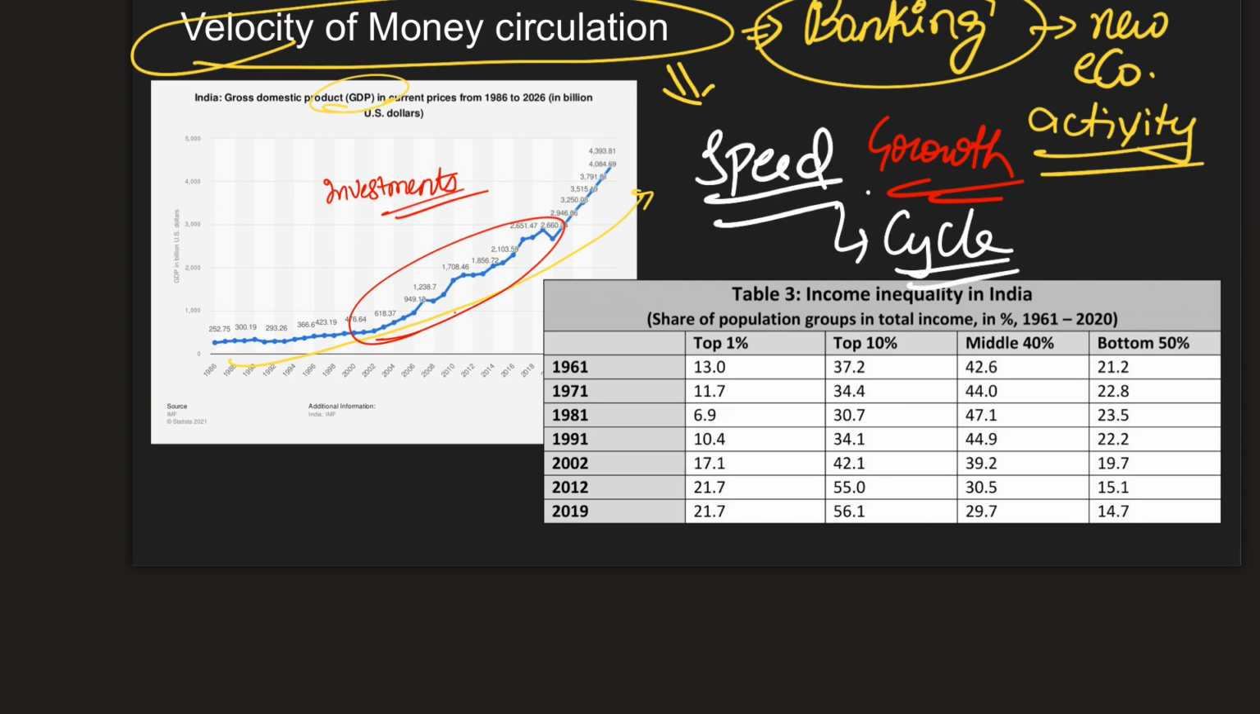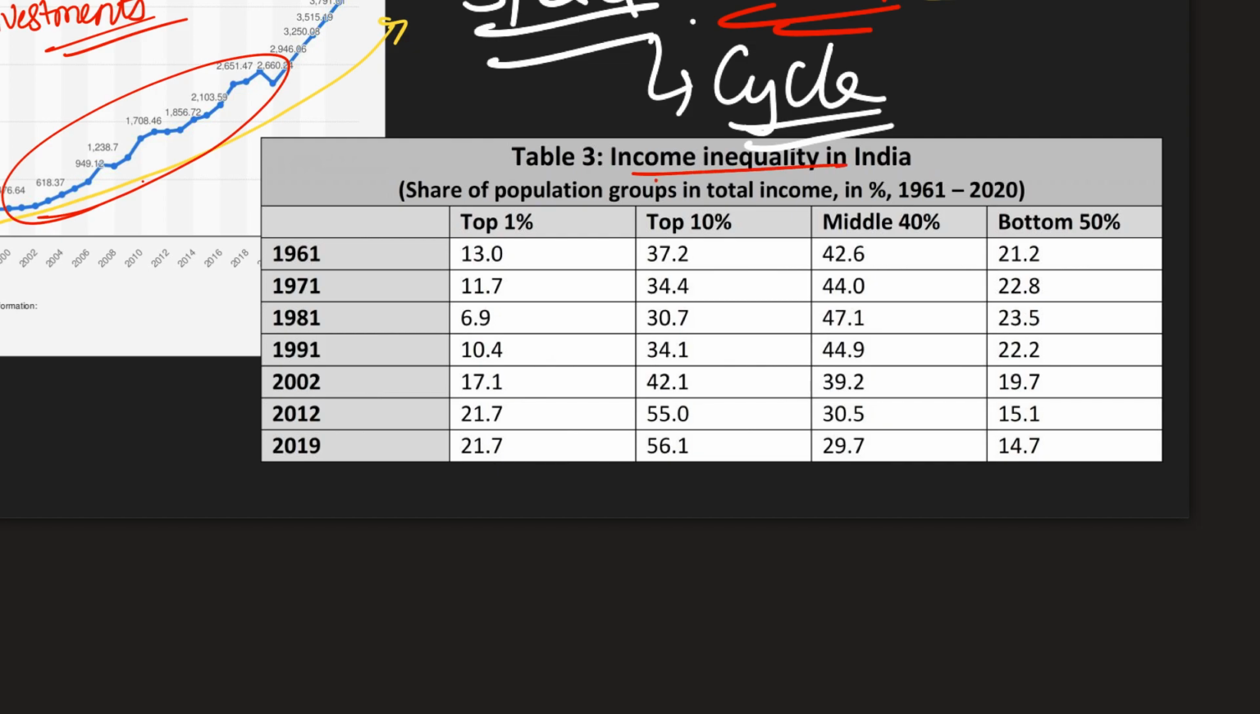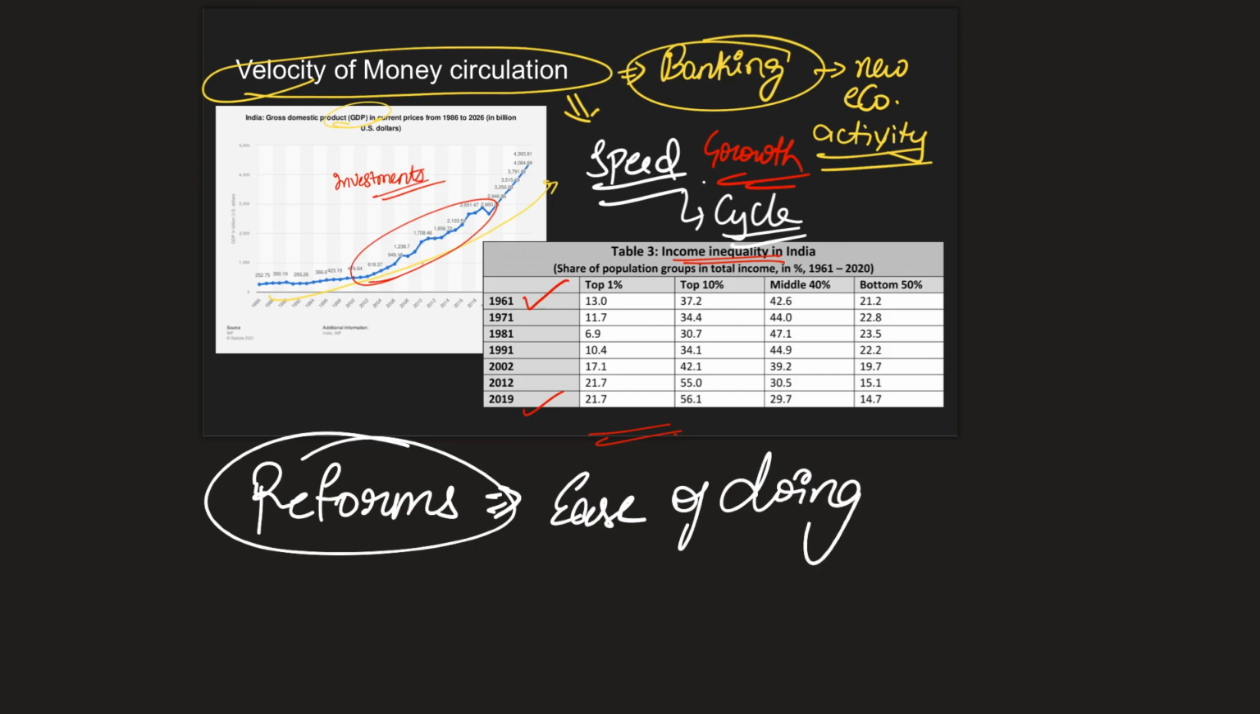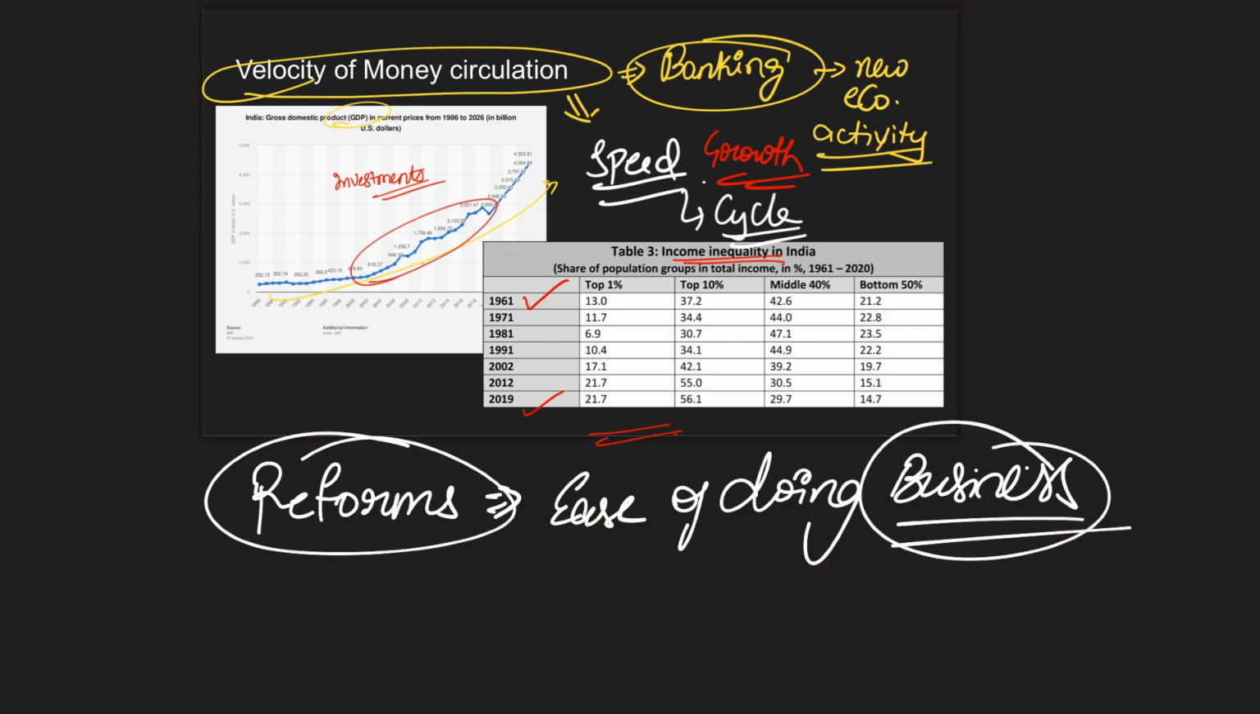Now, one more problem associated with Indian economy is income inequality. If you take a look at income inequality from 1961 to 2019, we can say that inequality is coming down, but still there is a significant inequality, which is the case with almost every developed country as well. So when we're talking about reforms, in simple words, we should make ease of doing business even easier, and the benefits that we accrue from this business should actually be distributed equally. That is, we have to reduce income inequality. That is a simple logic here.